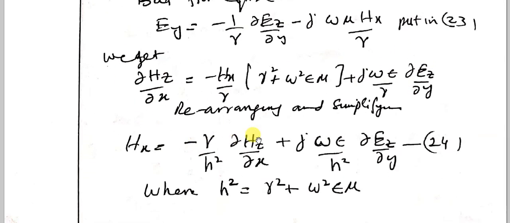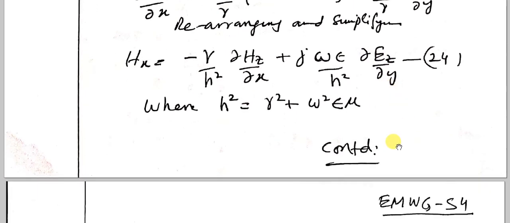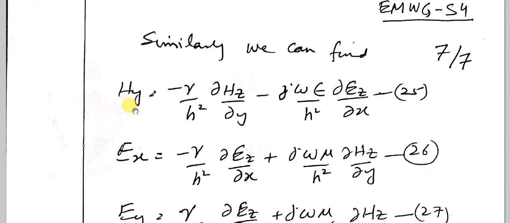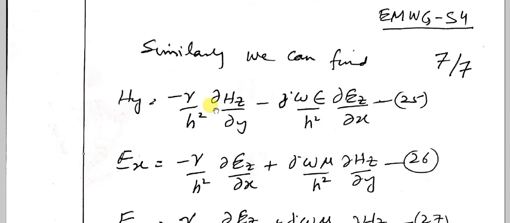Here remember we get gamma square plus omega square epsilon mu, we put that equal to some value h square this time. So after rearranging we get Hx is equal to minus gamma by h square delta Hz by delta x plus j omega epsilon by h square delta Ez by delta y. So similarly we can find the other field components. Hy will be equal to this term, equation 25.